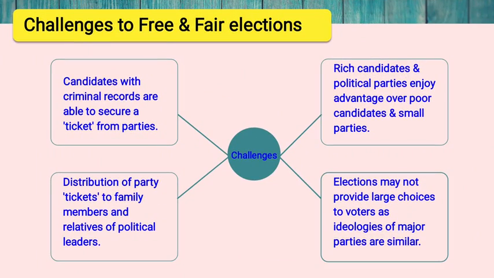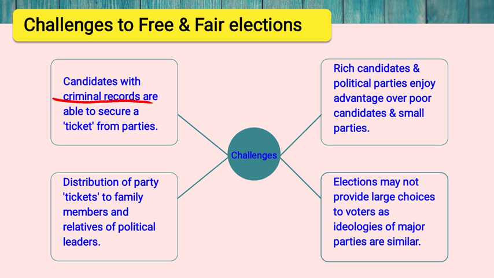Next, let us discuss the challenges to free and fair elections. Firstly, candidates with criminal records are able to secure tickets from parties. It means they use muscle power to gain the tickets. We all know that criminals are not allowed to contest elections, and even if they are allowed by any chance, there are strict rules.